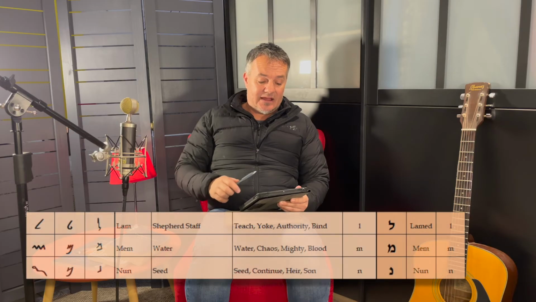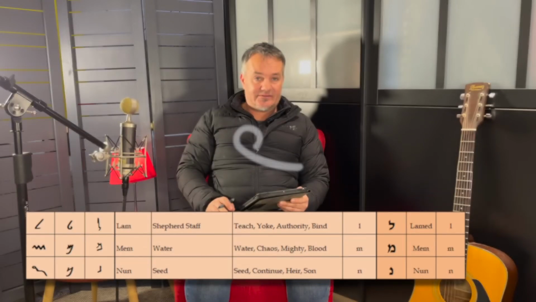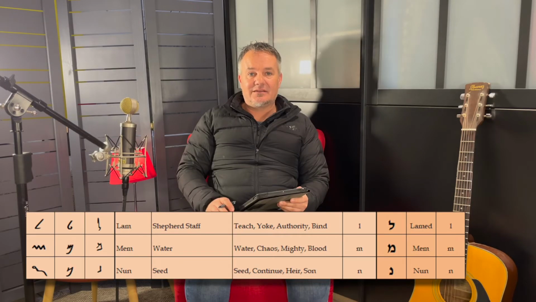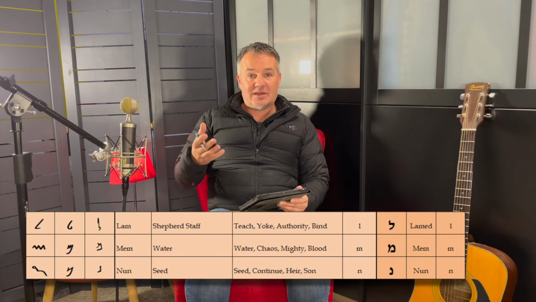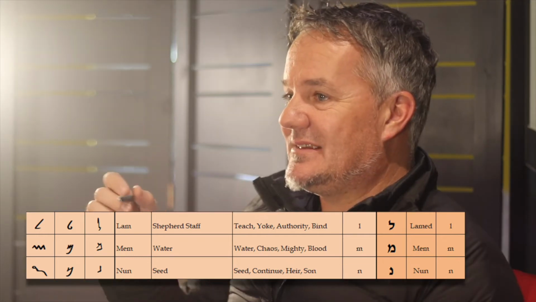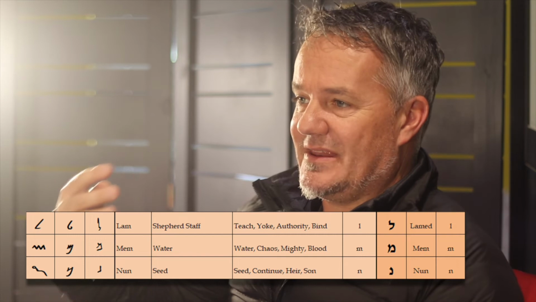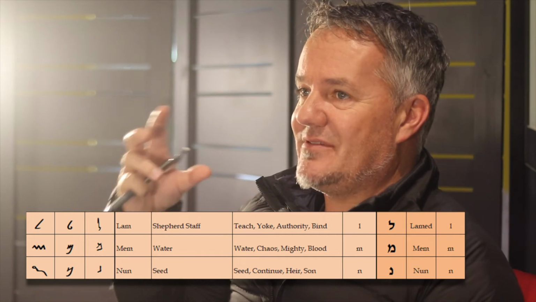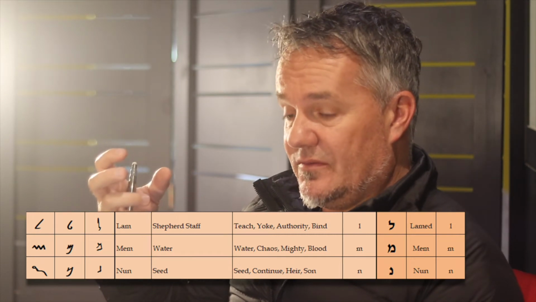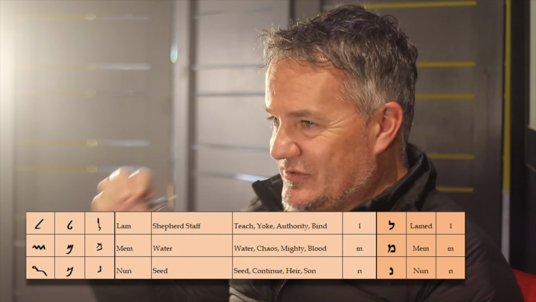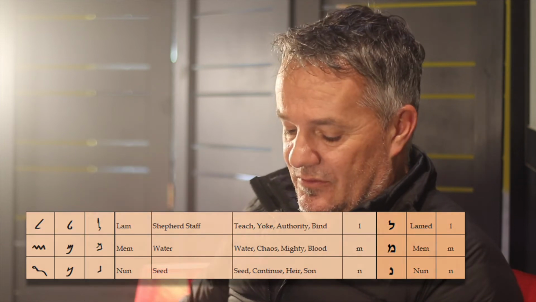Next up we have the Lamed. The Lamed is a shepherd's staff, and that represented everything that we connect to the shepherd. Whenever you see a Lamed, it means movement, it means going forward, but it also means everything about protection, looking after your flock. Again, central to the ancient worldview.